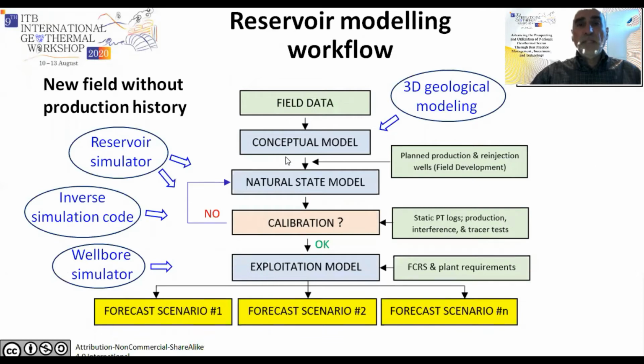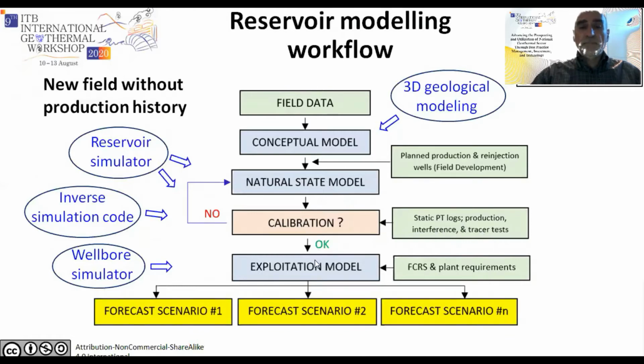So this is the typical reservoir modeling workflow for a new field without production history. We start from field data to build a conceptual model, and we would like to use a 3D geological modeling software. From the conceptual model, we build the natural state model, in which we can already consider the planned production and injection wells for the field development. Then we use the static pressure and temperature logs and the data collected with production, interference, and tracer tests to calibrate the natural state model. And we need inverse simulation capabilities for that.